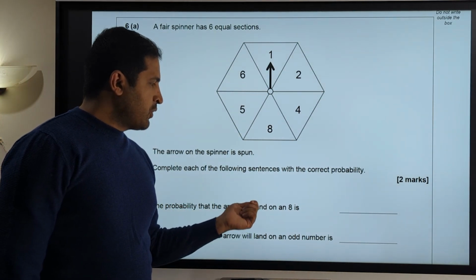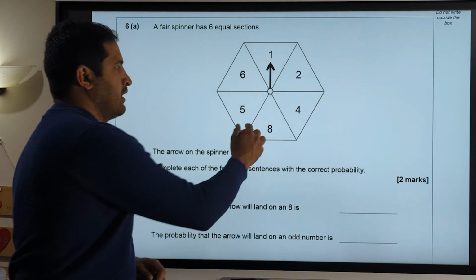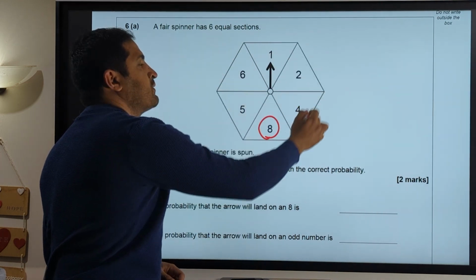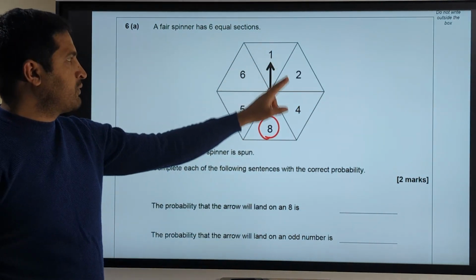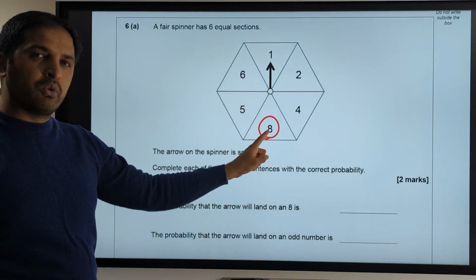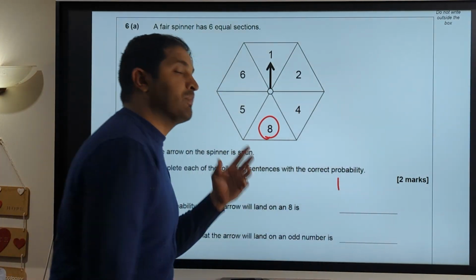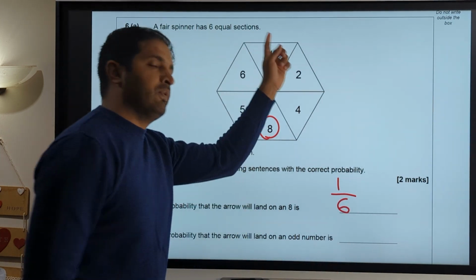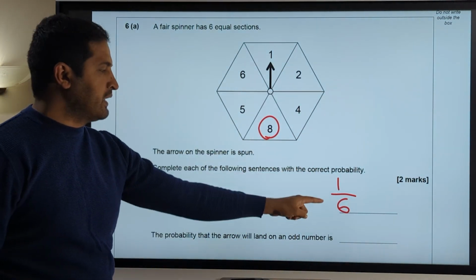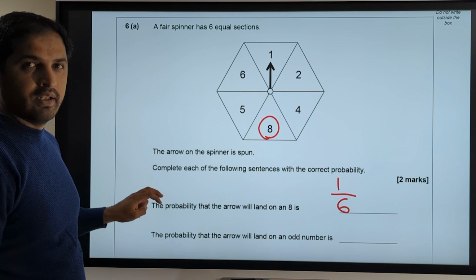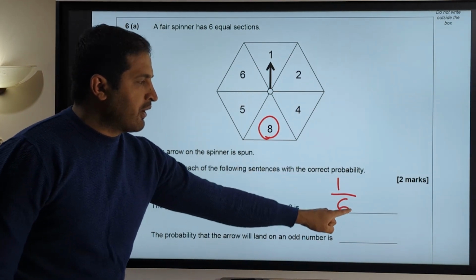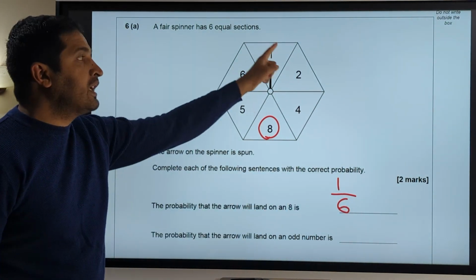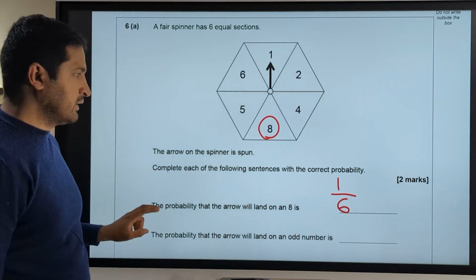Probability that the arrow will land on 8. So there is only one 8 out of 6 outcomes. So out of 6 different things, there's only one of those that's 8. So we have only one outcome that's 8, and out of means over 6 different outcomes that we have in total. So 1/6 is the probability of 8. One outcome is 8 out of 6 different outcomes, and they are equally likely to happen as well because they are the same size.